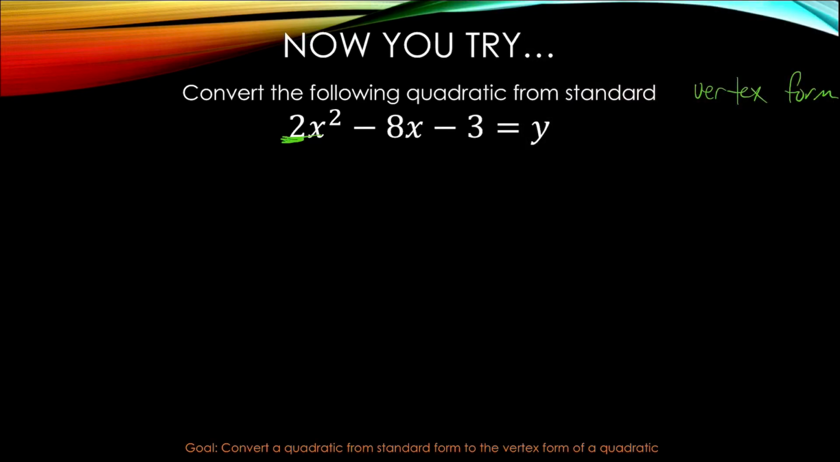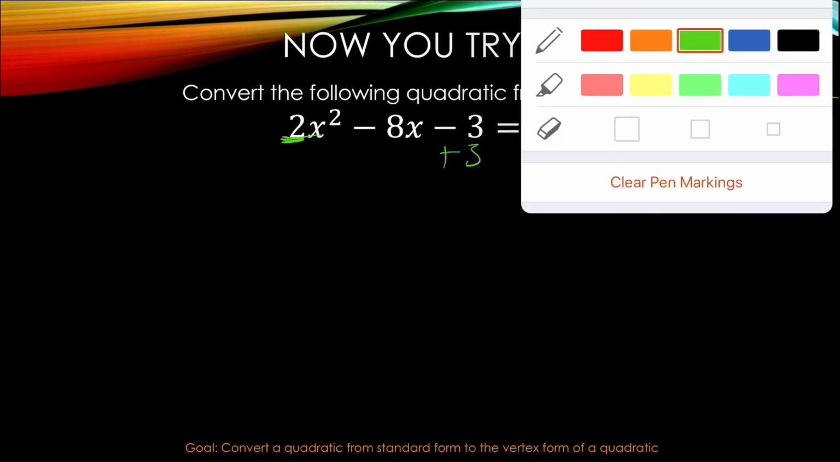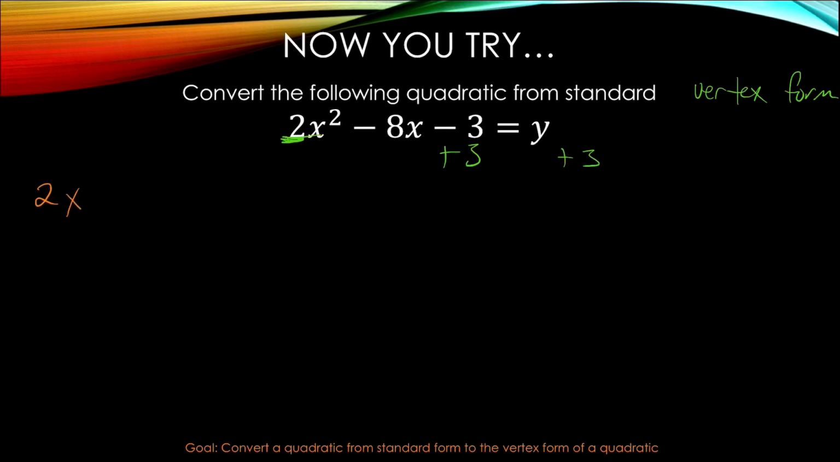So the first thing I would do, let's keep it as green, is move the term that does not have an input variable x in it. So I get 2x squared minus 8x, those 3's cancel out, equals y plus 3. Notice I'm going to leave some space here. I like to leave space because I know that in the next step I'm going to have to add something to create a perfect square. You don't have to. It's something I like to do to help keep myself organized while working through this problem.